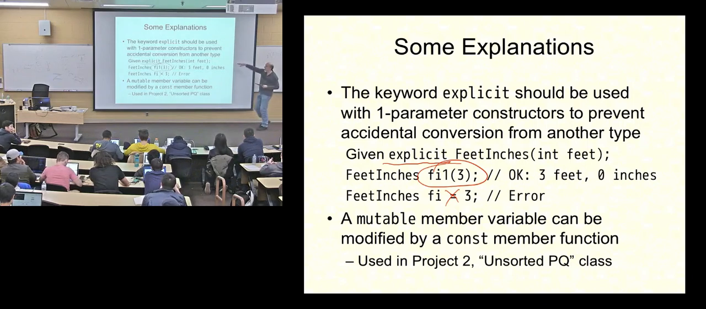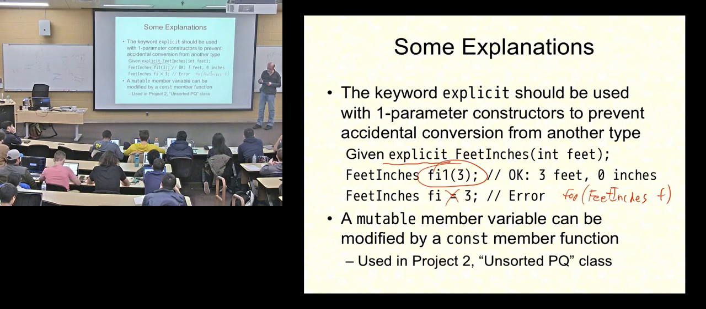Another example of where explicit would prevent it. If I had a function foo that expects to be given a feet inches object, and I call foo of 3, the compiler will say, no, you can't call foo of 3. That would break the requirement that you explicitly convert things. So this is important because you don't want things to be converted without knowing it.